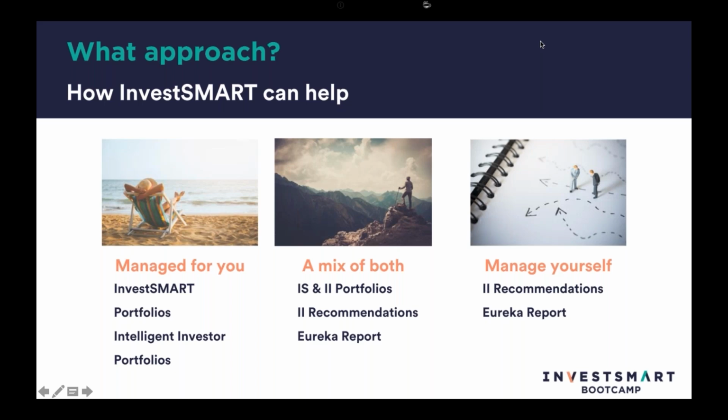And the first one there is letting it be done for you. So we take care of all of the investing side of things in terms of the reporting, and that's through managed portfolios.